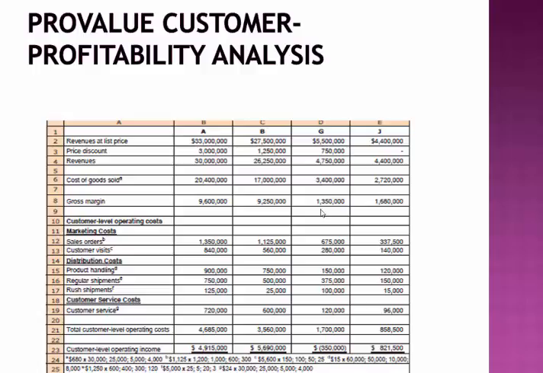Because some of these customers are more high maintenance than some of the other ones. So again, we mentioned the rush shipments. Customer A had a ton of rush shipments.